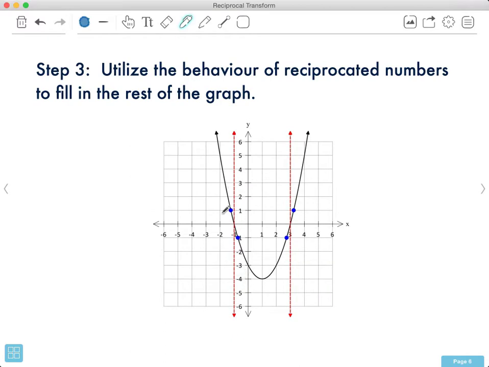And then for the rest of this, we have to just look at the pattern of how reciprocated numbers behave. So looking at this right-hand third of the graph, going from this invariant point to the right, we get larger and larger and larger y values. And as we learned on the previous slide, larger and larger y values, when you reciprocate them, become smaller and smaller. They do this fairly quickly on this graph. This point has a y-coordinate of 5. The reciprocal of 5 is 1/5, so that would be approximately here.